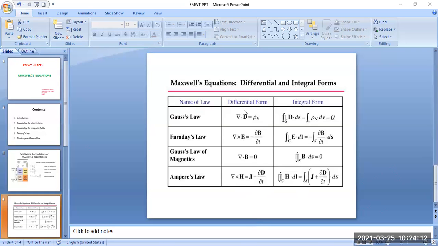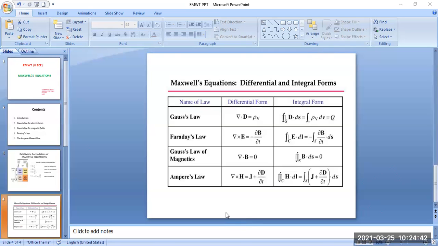Next one, Maxwell's equations for free space. For free space, we have the conditions. Those conditions are rho V is equal to 0. For free space, rho V, the volume charge density, is 0, and the conductivity sigma is 0. So J bar is equal to 0.